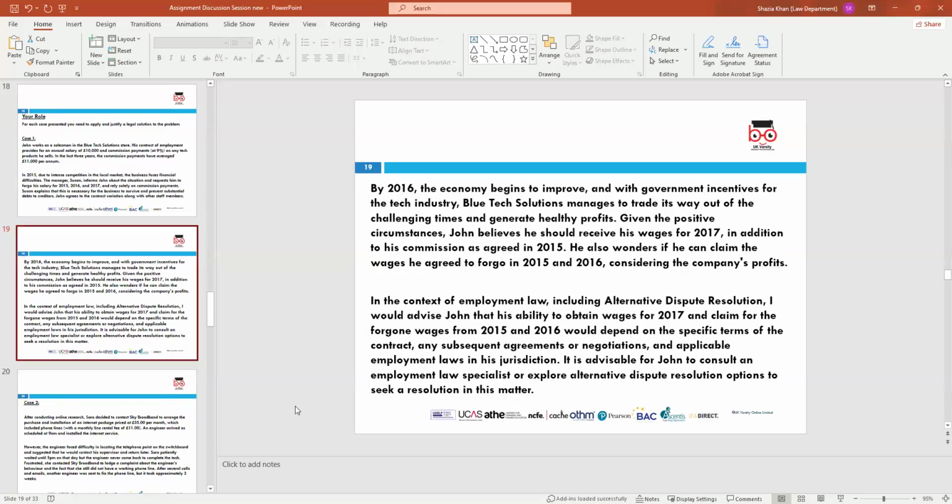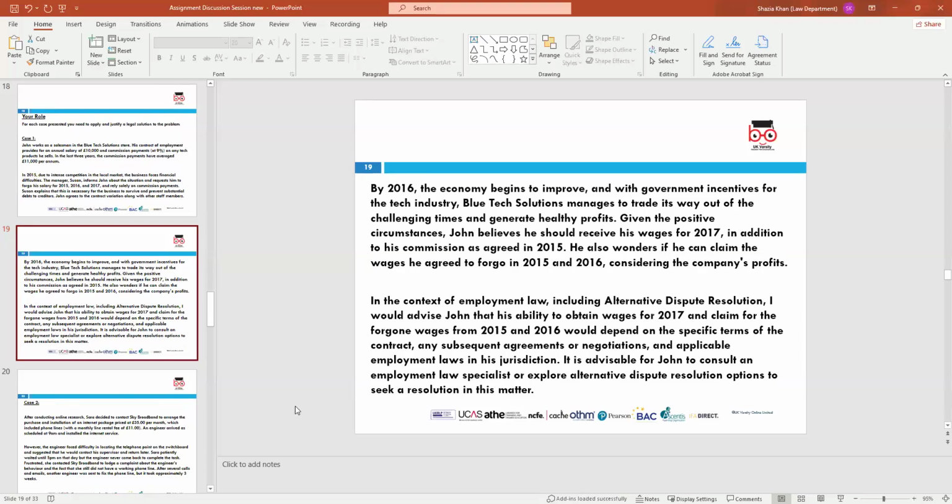By 2016, the economy begins to improve, and with government incentives for the tech industry, Blue Tech Solution manages to trade its way out of challenging times and generate healthy profits. Given the positive circumstances, John believes he should receive his wages for 2017 in addition to his commission as agreed in 2015. He also wonders if he can claim the wages he agreed to forego in 2015 and 2016, considering the company's profits.